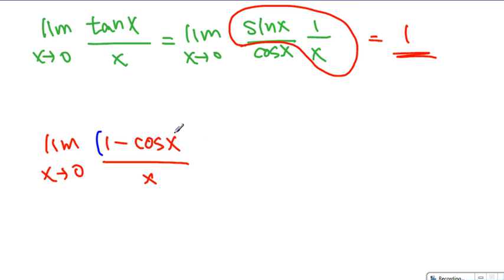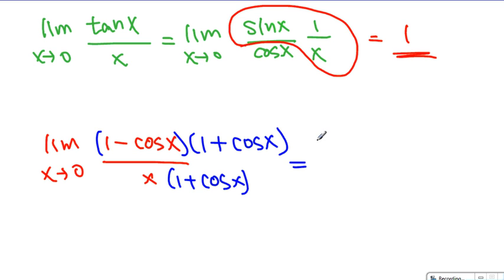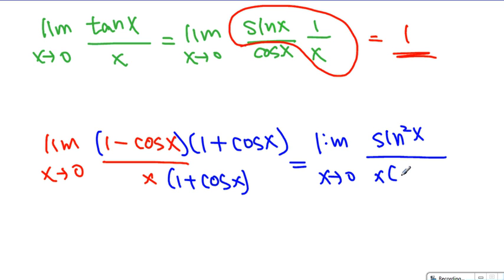So one thing we can do is multiply by the conjugate of 1 minus cosine of x, which will be 1 plus cosine of x. Now, we have to do the same thing on the bottom, 1 plus cosine of x. Then you will realize that this is equal to the limit as x approaches 0, this becomes 1 minus cosine squared, which essentially is equal to sine squared x over x times 1 plus cosine of x.